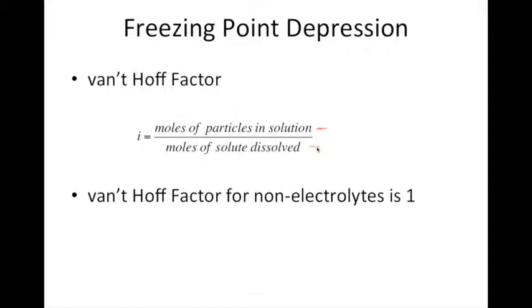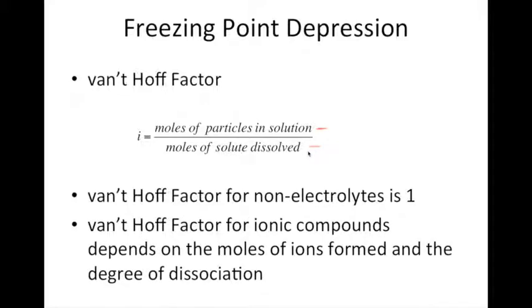So let's look at an example. The Van't Hoff factor for non-electrolytes is 1, because for every mole of solute that you put in, you get 1 mole of particles. In other words, it does not dissociate. So the moles of particles and the moles of solute that you started with are the same. The Van't Hoff factor for ionic compounds, however, is not 1, and it depends on the moles of ions that are formed and the degree of dissociation.